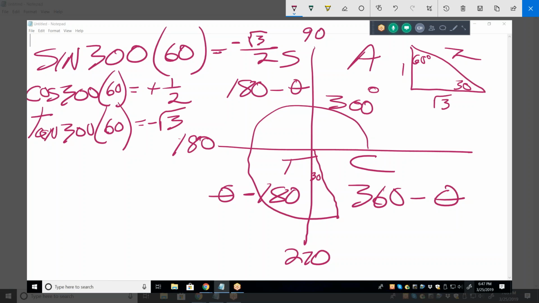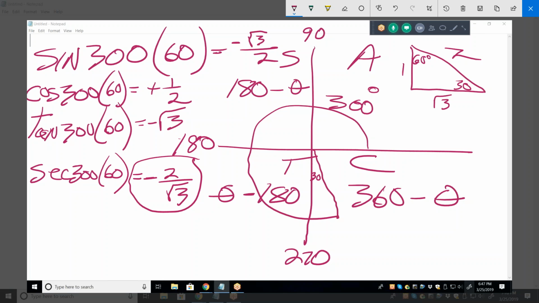And I assume you can do the other three by just taking the reciprocal. That's all you need to do. You don't even need to figure them out. In other words, secant is negative 2 over root 3. Let's talk about that for a second. Tell me if your teacher is okay with you doing it this way, where you do not rationalize your answers. Does he allow that answer? No. She wants us to rationalize. No kidding. Wow. That's terrible.